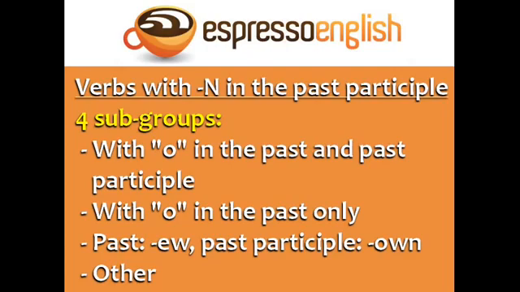A number of irregular verbs have N in the past participle. These can be divided into 4 subgroups: with O in the past and past participle, with O in the past only, verbs with the past form ending in EW and the past participle in OWN, and other.